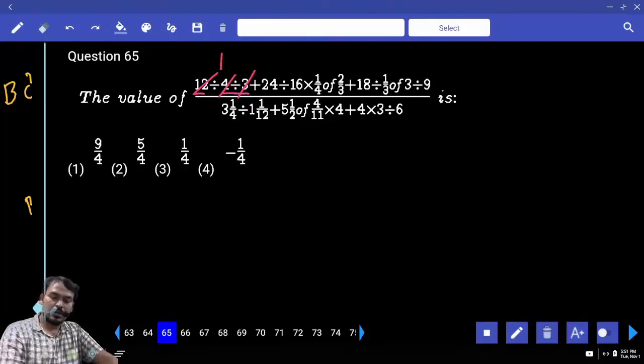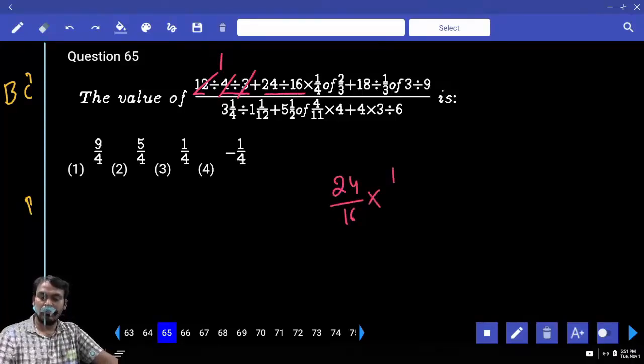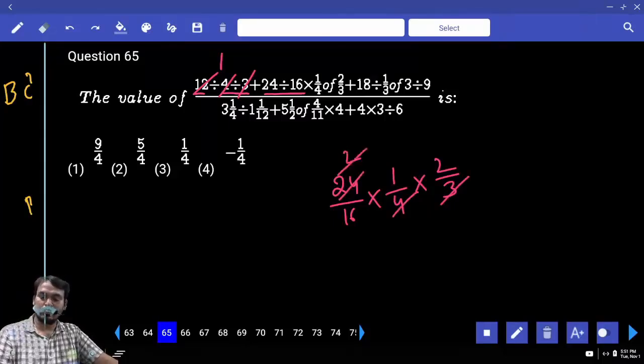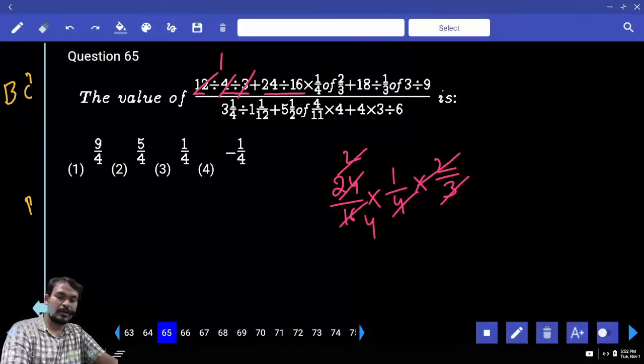Plus 24 divided by 16 into 1 by 4 into how much value? 2 by 3 or not? 4 3s are how much? 12. 12 how many times? 2 times. 2 into 2, 4. 4 how many times? 4 times. It is 1 plus 1 by 4 or not?